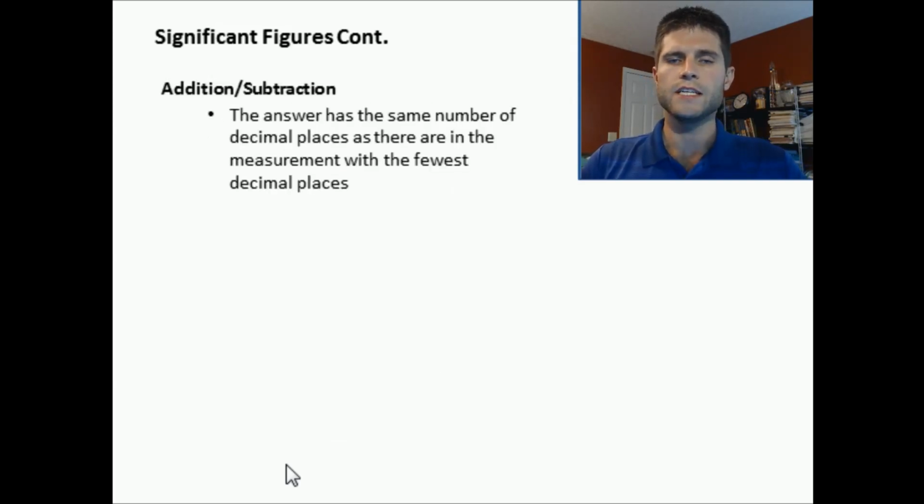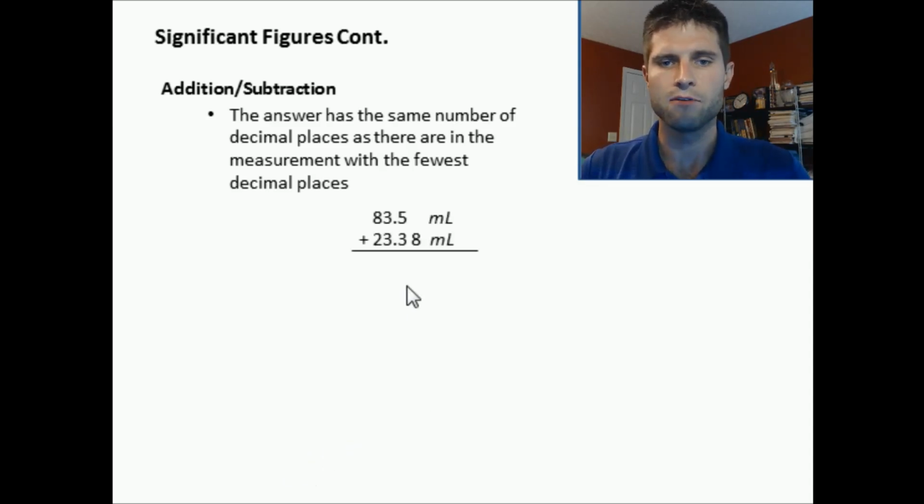For addition and subtraction, there are different rules than for multiplication and division. So the rule for addition and subtraction, we don't care about the total number of significant figures when we're adding or subtracting. We are only concerned with the total number of decimal points in each of the numbers. And our final resulting number, when we add or subtract 2 numbers, has to have the same number of decimal points as the previous numbers that have the least number of decimal points. So let's take an example.